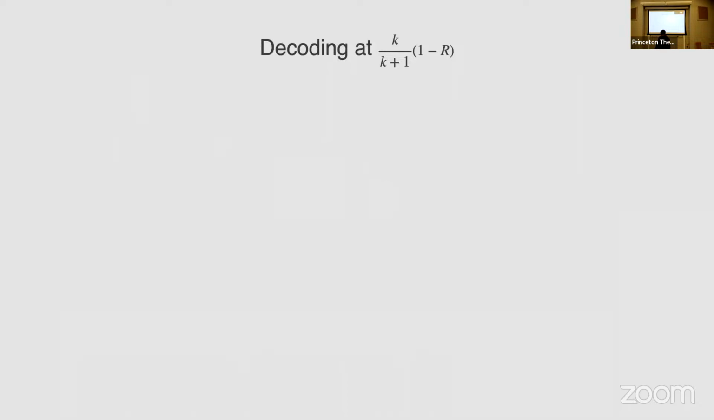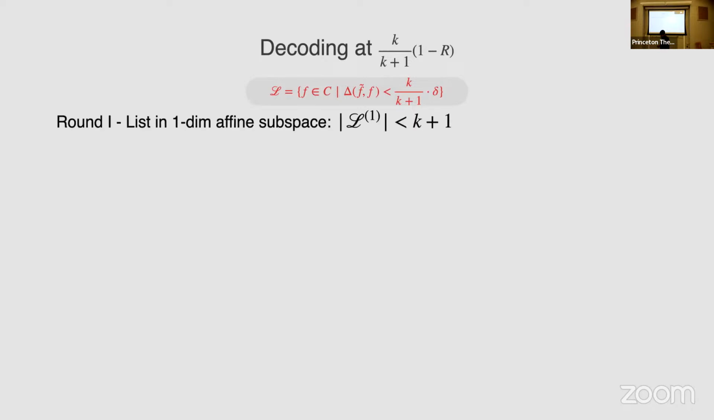So we'll talk about this k over k plus 1 decoding in 4 rounds. Let's say we start with the first round. The definition of this L is just all codewords that are close to some f tilde. By close, I mean k over k plus 1 times delta. In the first round, let's say the list was contained in a one-dimensional affine subspace. And in this case, we'll show that the list is just going to be of size k plus 1. Can't be more than that.